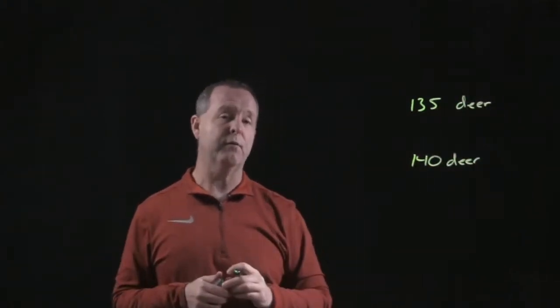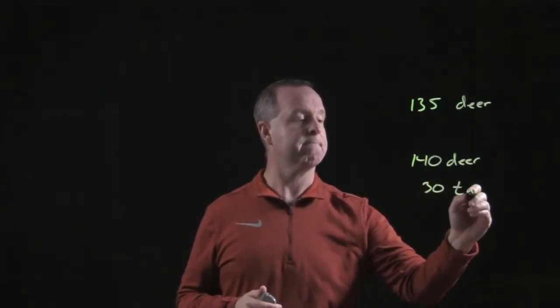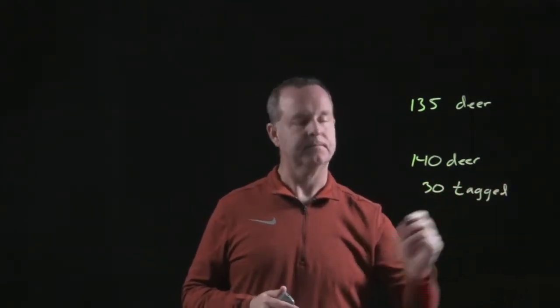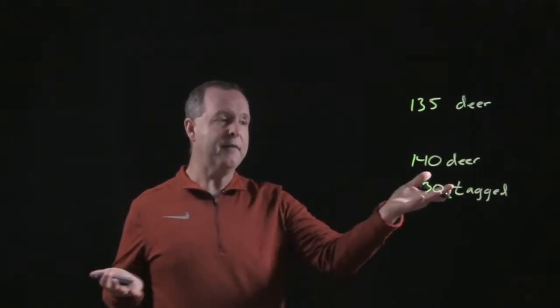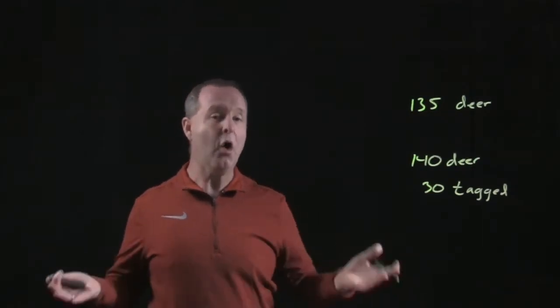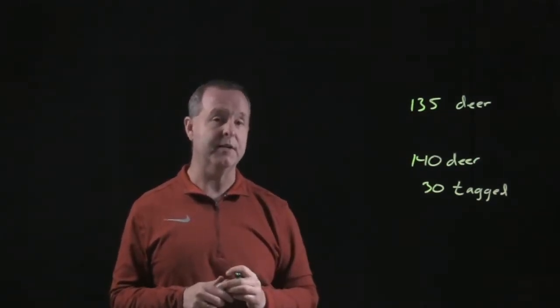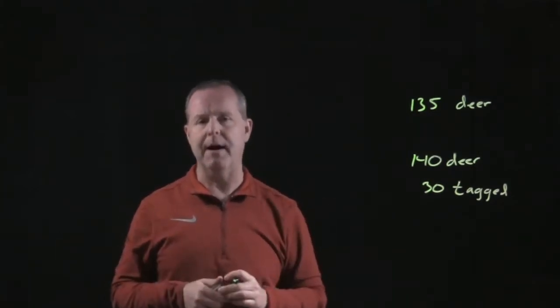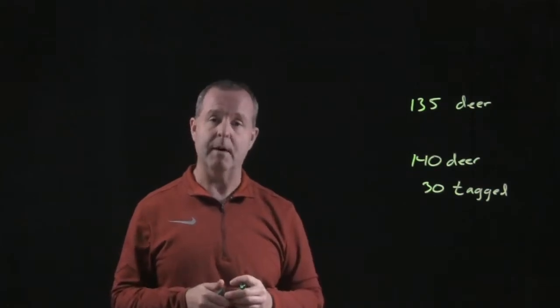And out of those 140 deer, we observed that there was 30 of them that were tagged. Now this is a powerful use of proportions. So the obvious question we're asking is, well, how big is our local deer population based on the observations we have and assuming that the population is consistent with what we saw? So from here we can develop a proportion.